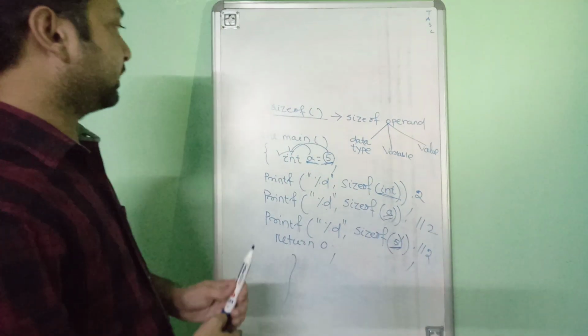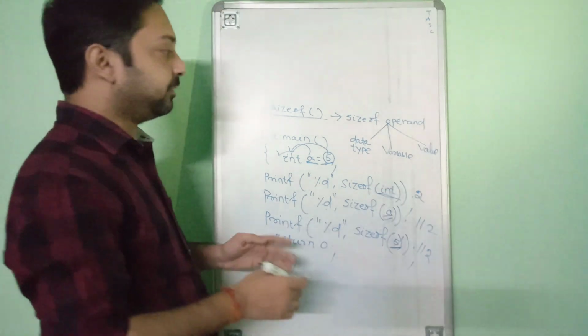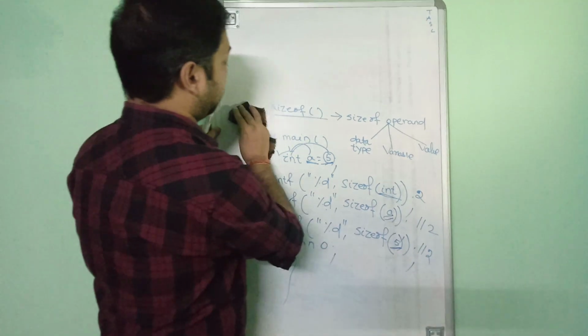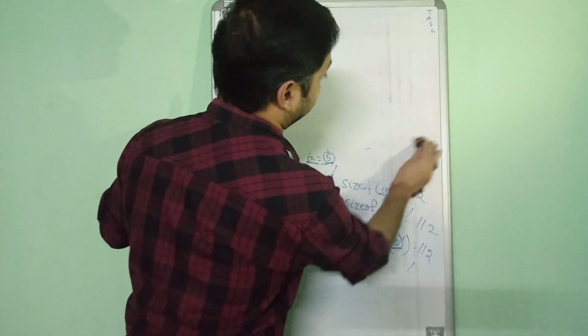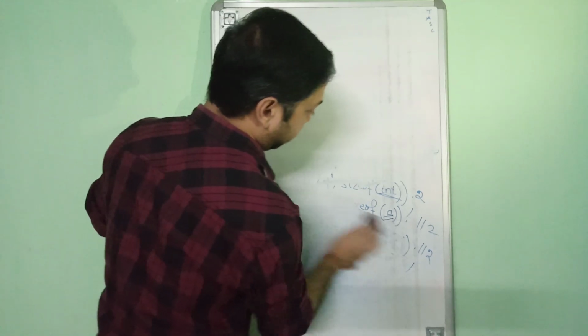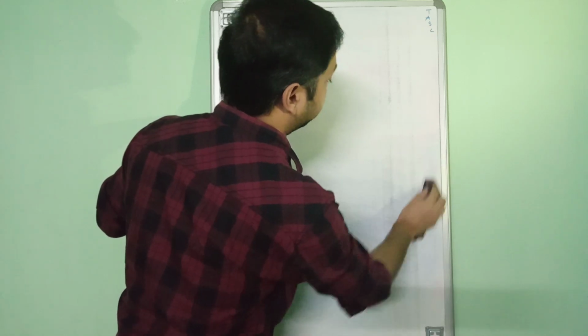So similarly you can calculate the size of any data type, any variable, and any value by using the sizeof operator. You can also take a float value and calculate, that will give you 4. If you take long double, that will give you 10. If you take double, that will give you 8.